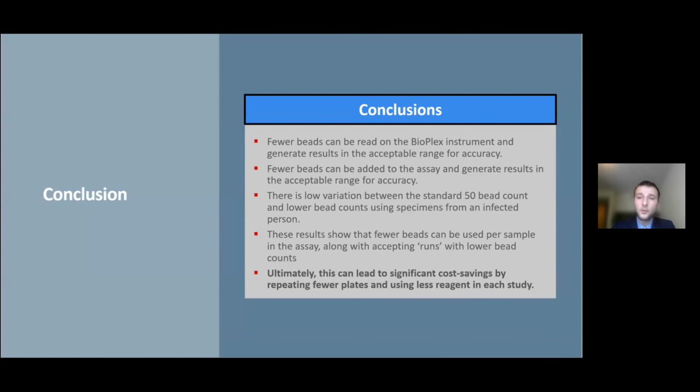So now the conclusions that we can draw from those results are that fewer beads can be read on the bioplex instrument and generate results in the acceptable range for accuracy. We can conclude that fewer beads can be added to the assay and generate results in the acceptable range for accuracy. We can conclude that there is low variation between the standard 50 bead count and lower bead counts using specimens from an infected person. We can conclude that these results show that fewer beads can be used per sample in the assay, along with accepting runs with lower bead counts. Ultimately, this can lead to significant cost savings by repeating fewer plates and using less reagent in each study.